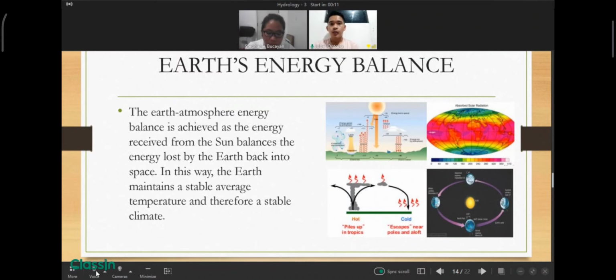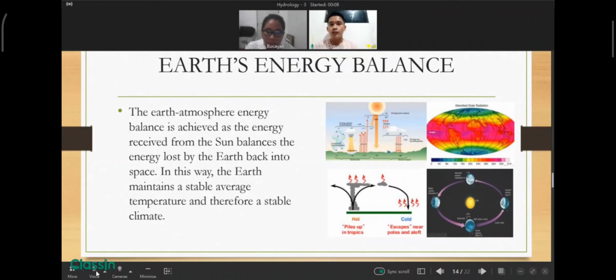The Earth's atmosphere energy balance is achieved as the energy received from the sun balances the energy lost by the Earth back into space. In this way, the Earth maintains a stable average temperature and therefore a stable climate.